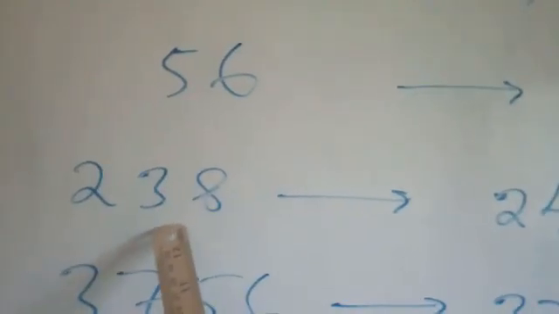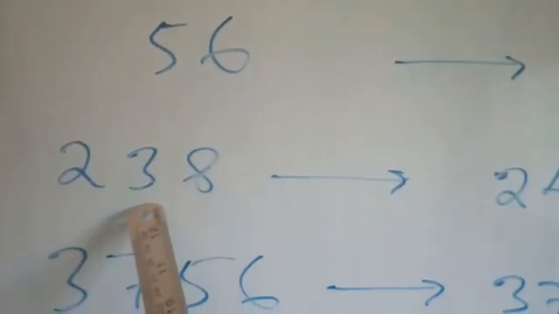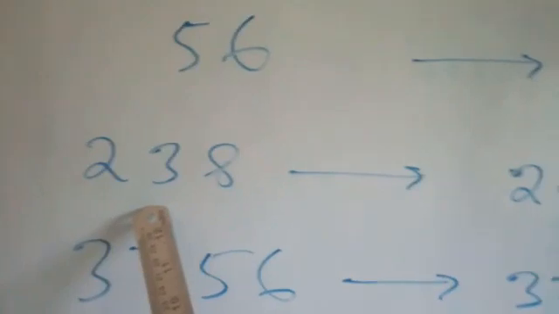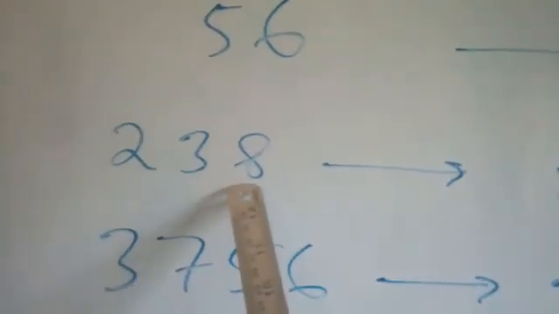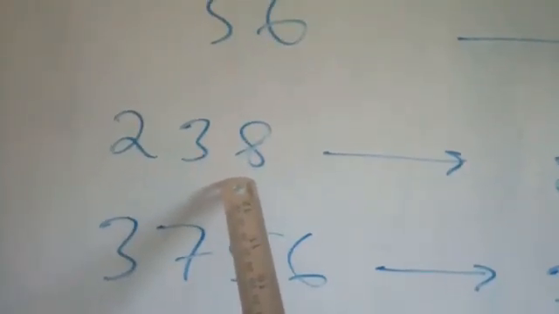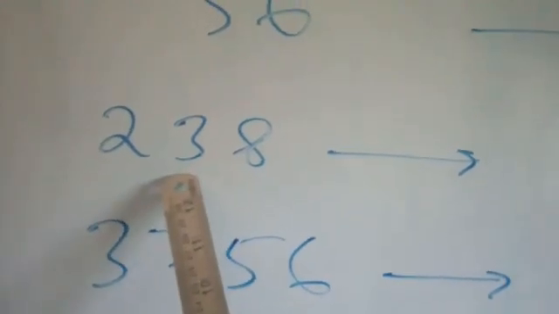But look at this. In the tens place, we are rounding this digit 3, because it is in the tens place. So what is the next number? It is more than 5 again. So what do you have to do? You have to add 1 to the number 3.